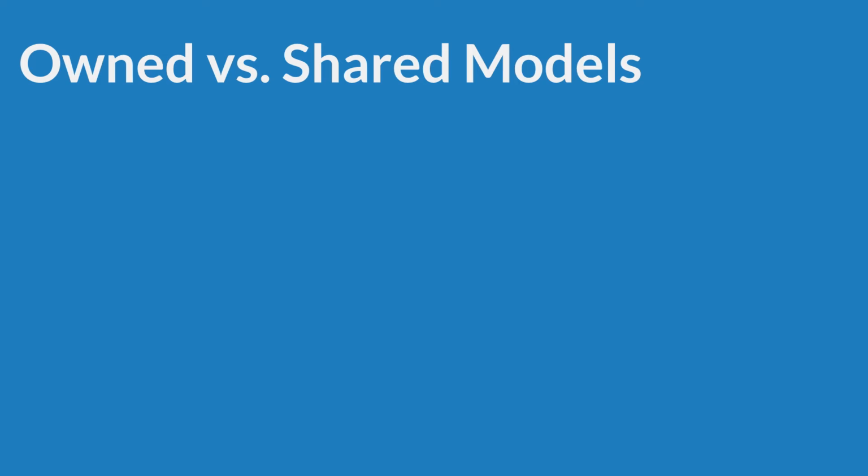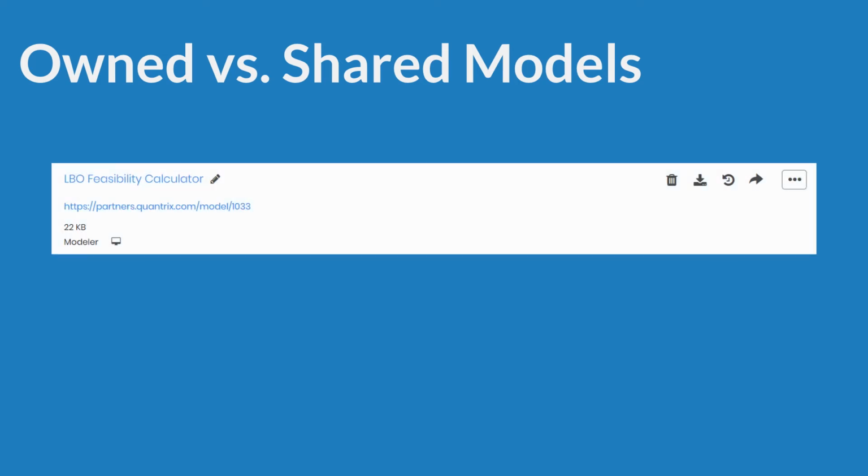On Qloud, you can quickly identify the differences between owned models and shared models. Take a look at this LBO model. We've expanded the model details to see our options. You can share this model with other users by clicking the share icon. You can also edit the name of this model using the pencil. Beneath the model name and its hyperlink, you are listed as having the modeler role for this model. This model is owned by you, or said differently, you are the one to first publish this model to Qloud.